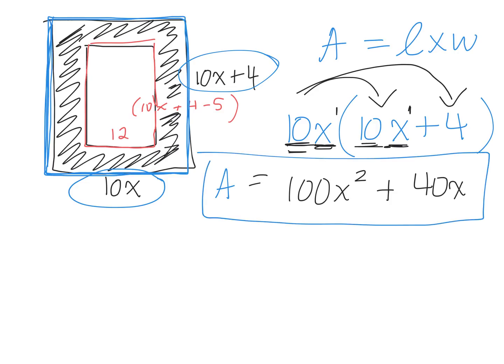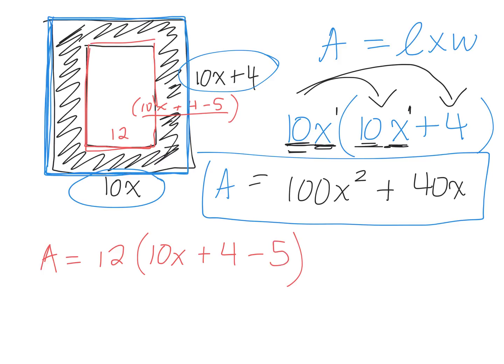But now we need to cut out this pink part. That's a hole. Right? I need to find the area of the pink part so that I can remove it from the entire thing. That's what's happening here. So to find the area of the pink rectangle, the dimensions are 12 times, I don't know if you can read this, but it says 10x plus 4, take away 5.